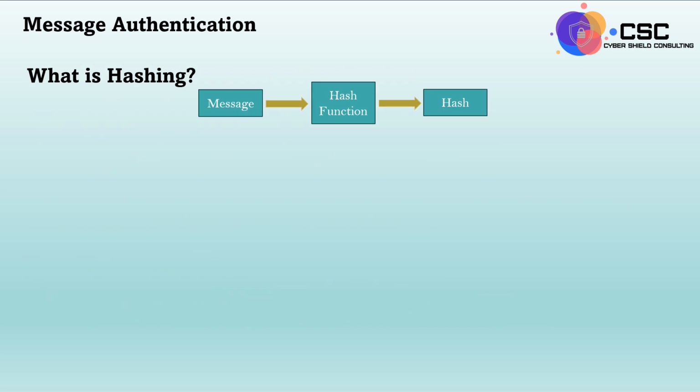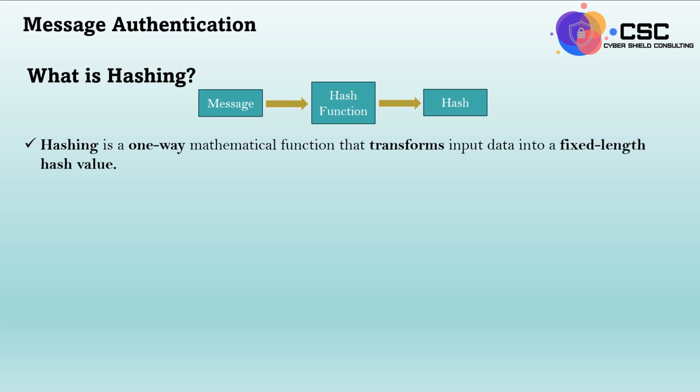Now let's start with hashing, one of the fundamental building blocks of cryptography. Hashing is a one-way mathematical function that converts any input, whether it's a short message or a large file, into a fixed length output. This is known as a hash value or message digest. Think of it like a digital fingerprint. Every unique input generates a unique hash. Even the smallest change in the input creates a drastically different hash value, making it an excellent tool for detecting changes.